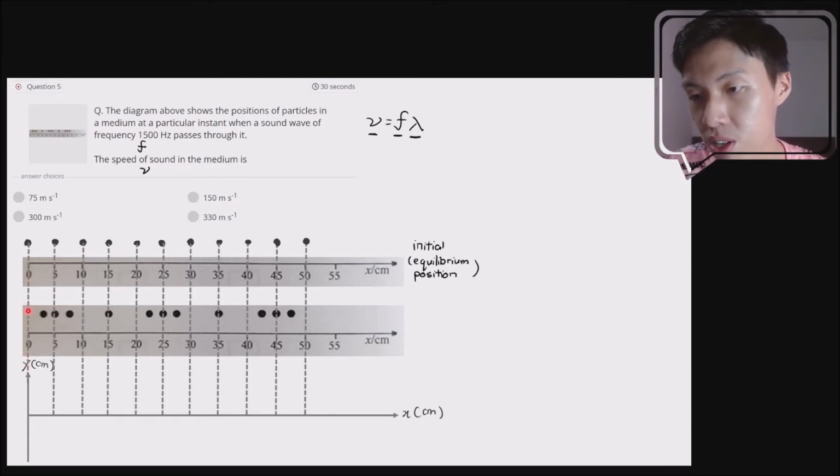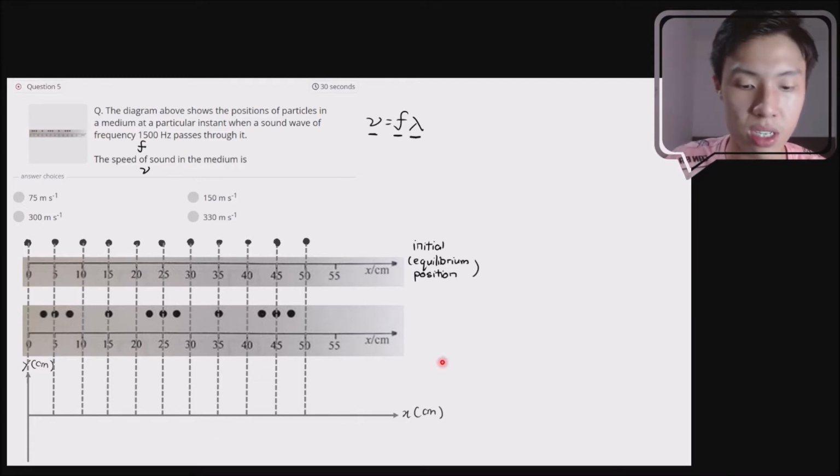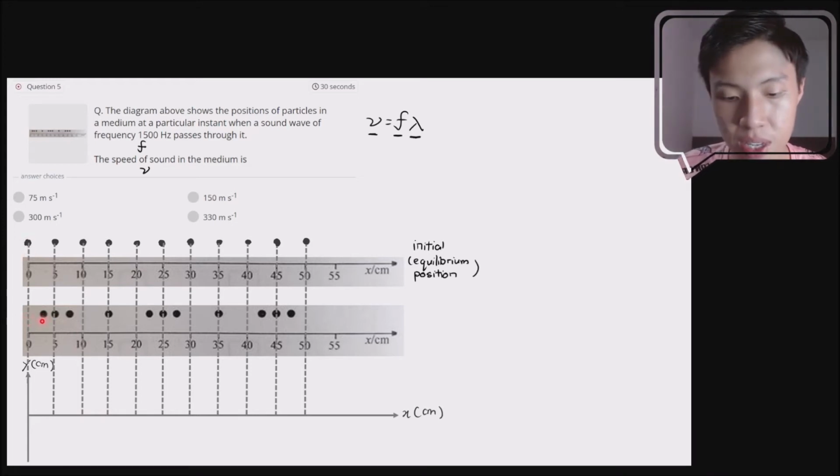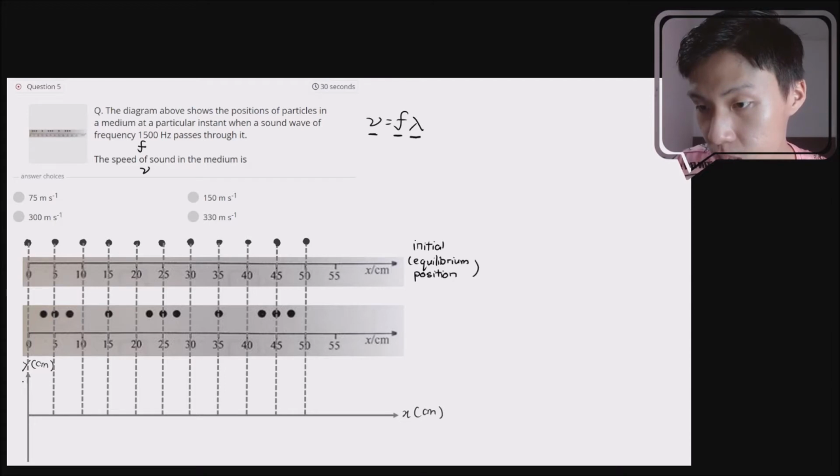If it's moving to the right, like in this case over here, then we plot it above the x-axis. If it's moving towards the left, as in this case over here, then we plot it below the x-axis. Later we'll trace out our graph to see its shape. At x equals 0, the particles move to the right, so that's a positive displacement. Let's plot it out. Then at x equals 5, these particles remain at their position, so y will be equal to 0.